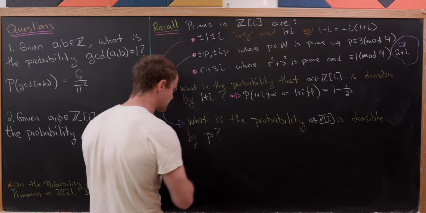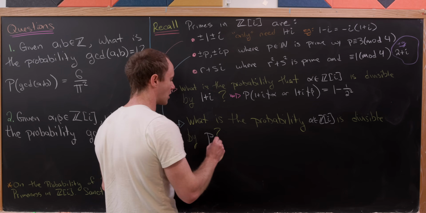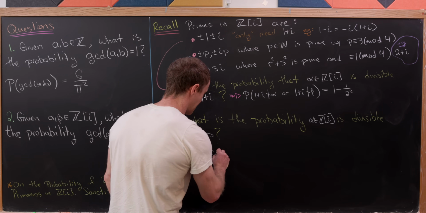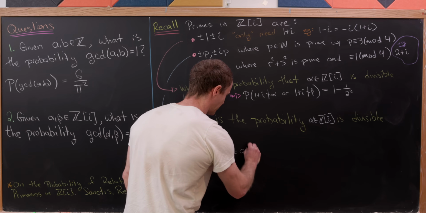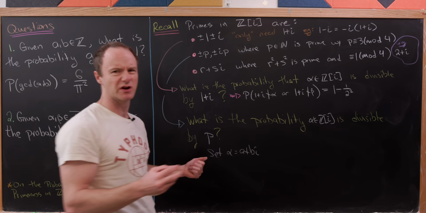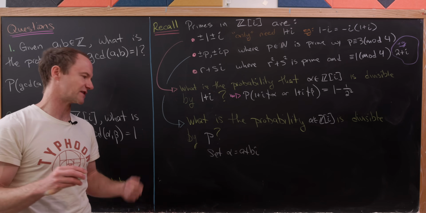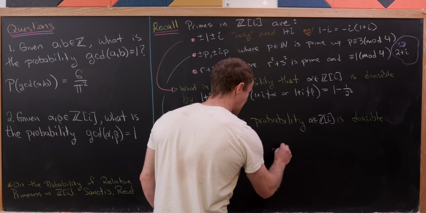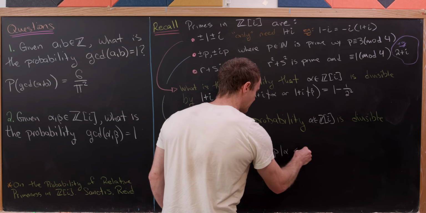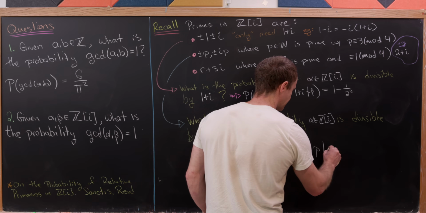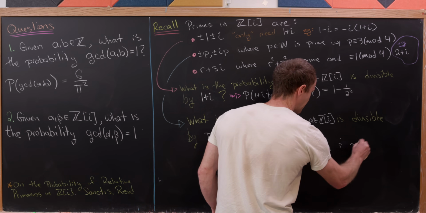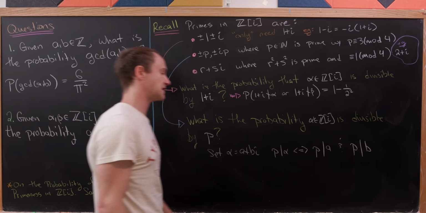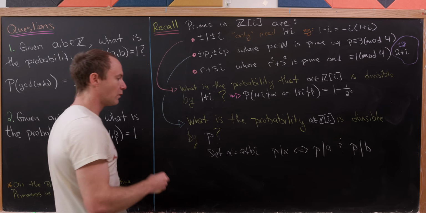Okay, so let's do this with the following argument. Let's set alpha equal to a plus bi. I guess we could have done that before with the real part and the imaginary part of alpha, but we didn't. And let's notice that p divides alpha if and only if p divides a and p divides b. So, what does that tell us?